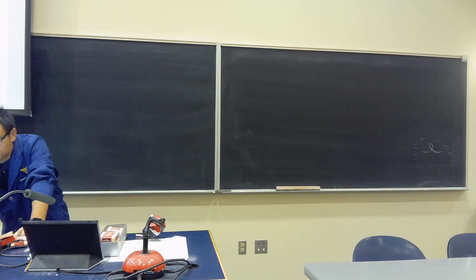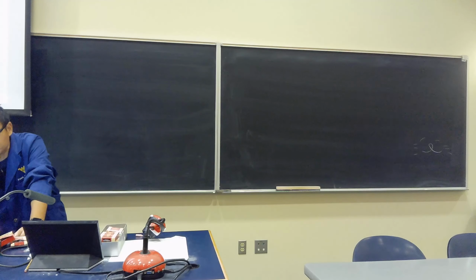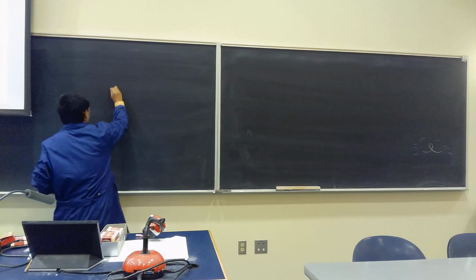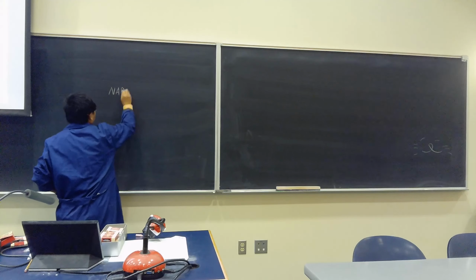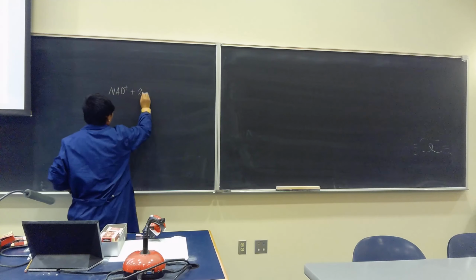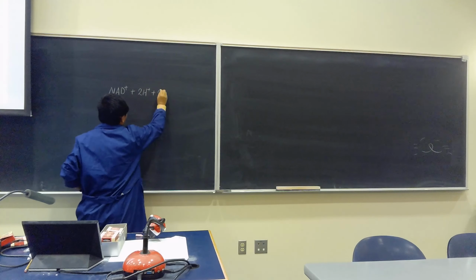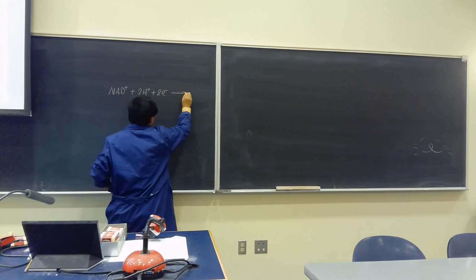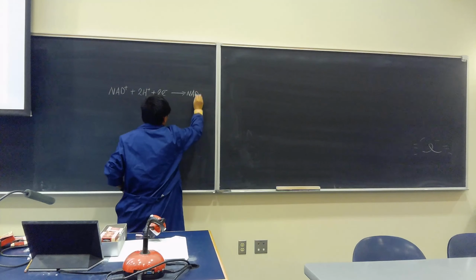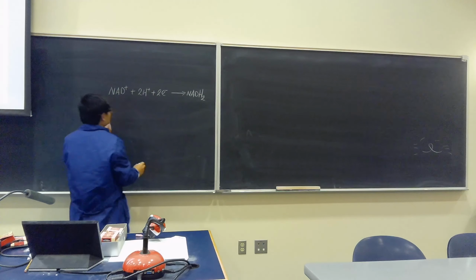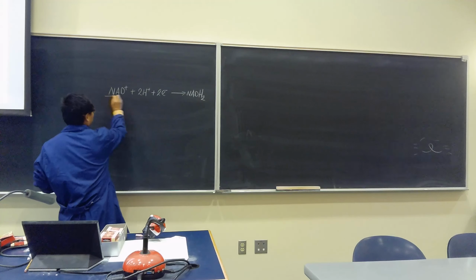I want to let you know what is meant by reduced. Reduced, we mentioned, means gaining an electron, is that right? But at the same time, if the chemical receives a proton, this is also another way to talk about reduction. So let's say you have an NAD, you add 2 protons and 2 electrons, then it becomes NADH2. This is also called reduced.